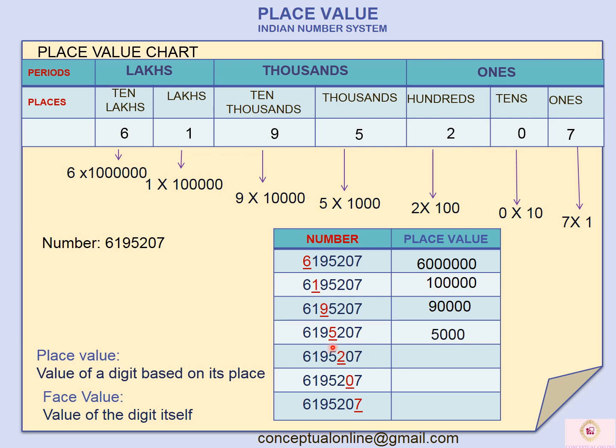5 will have a place value of 5,000. 2 will have, since it's in hundreds place, 2 times hundreds, 200. 0 will have the place value of 0 into 10 is 0. 7 in 1's place, 7 times 1 is 7. So this is how we write down the place value of each digit in a number.